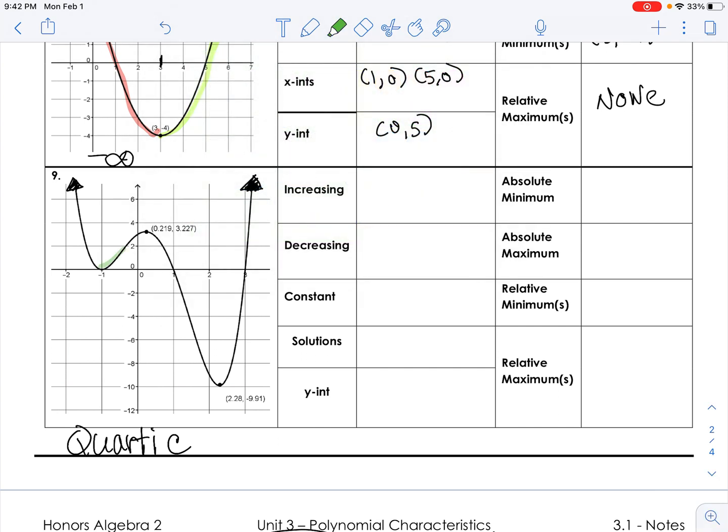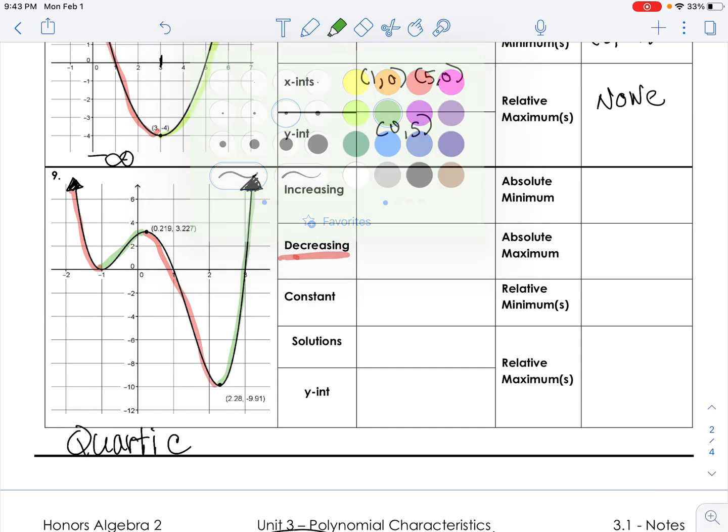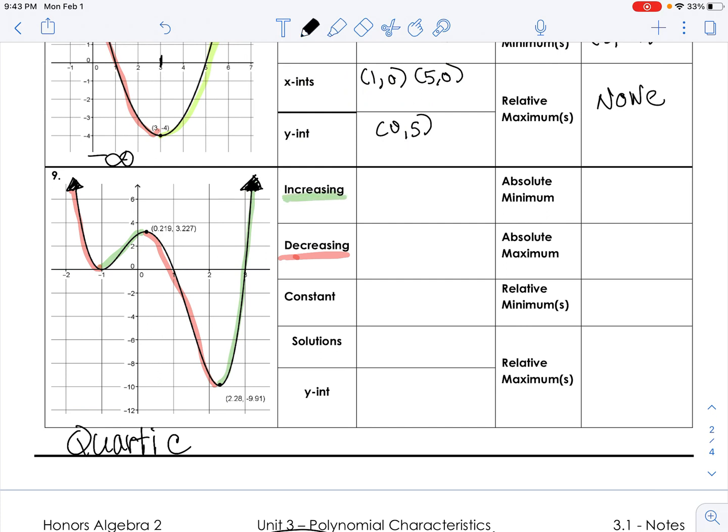Where is the graph increasing? So I'm going to color that green. So it's increasing here, right? It's going up. Your y values are going up. And here. So green for increasing, red for decreasing. Okay? So red for decreasing, green for increasing. I like to color code it because it helps.